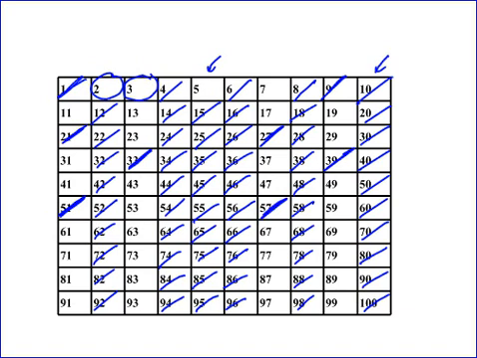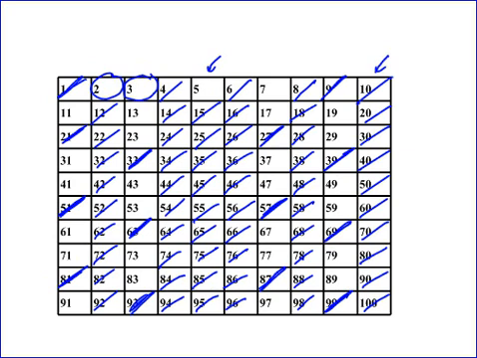54, 57 is a multiple of 3. 60, 63 is a multiple of 3. 66, 69, 72, 75, 78, 81 is a multiple of 3. 84, 87 is a multiple of 3. 90, 93, 96, and then finally 99. So now we've gone through and crossed out a bunch of other numbers by just looking at multiples of 3.